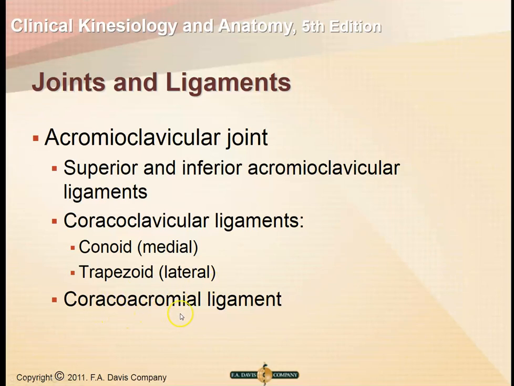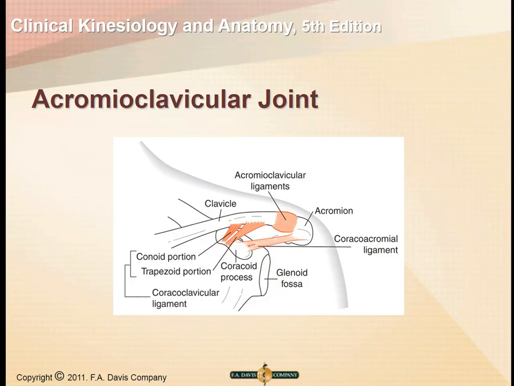And lastly, we have our coracoacromial ligament. This is between the coracoid and the acromion, and it serves as kind of a roof or a superior surface over the head of the humerus. So it serves to protect and provide support to that part of the acromioclavicular joint. So we can see in our image here our acromioclavicular ligaments, the distal end of our clavicle and the proximal portion of our acromion, our coracoacromial ligaments, and then the two components of our coracoclavicular ligaments as well.